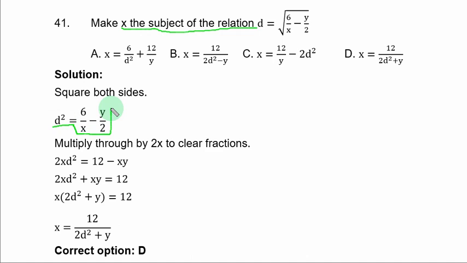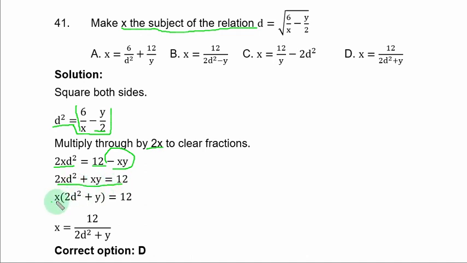To clear the fractions, multiply through by the LCM of the 2s. So you have 2S D squared. Multiply this term by 2S, S cancels S, you have 12. Multiply this term by 2S, 2 cancels 2, you have SY. So the term that contains S, simply transfer to the left hand side, and you have 2S D squared plus SY equal to 12.